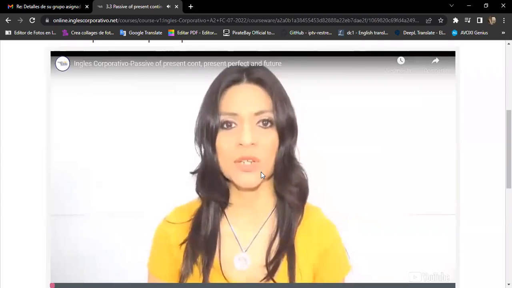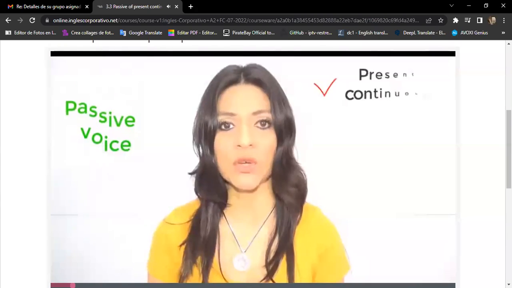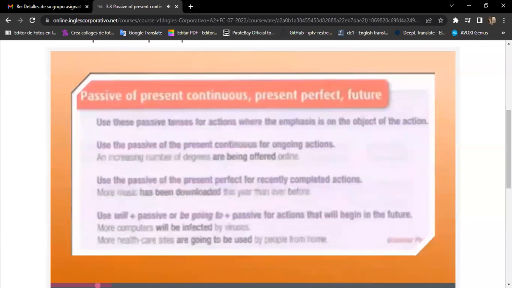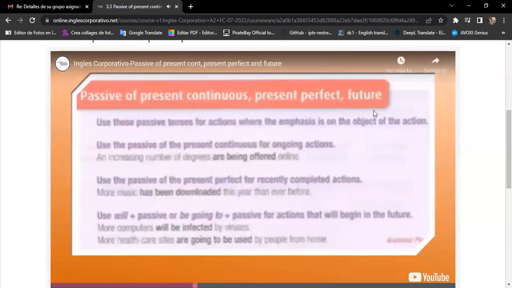Hi, in English we tend to use passive voice a lot. Stay and learn how to use it in present continuous, present perfect and future. Passive of present continuous, present perfect, future. Use these passive tenses for action where the emphasis is on the object of the action. Use the passive of the present continuous for ongoing actions. An increasing number of degrees are being offered online. Use the passive of the present perfect for recently completed actions. More music has been downloaded this year than ever before.